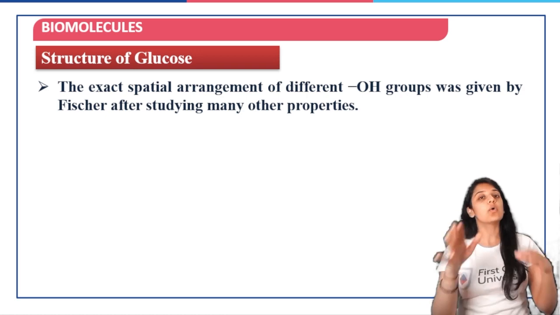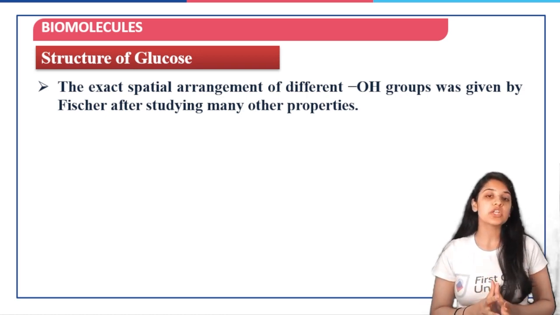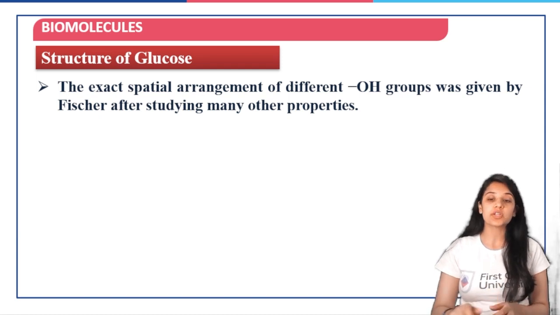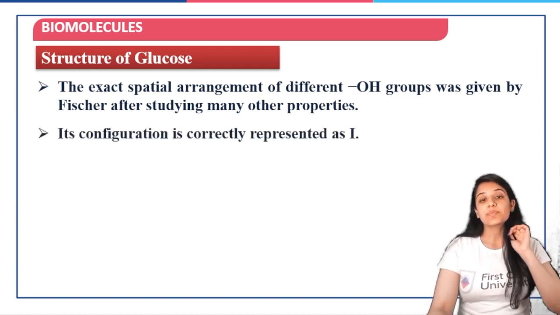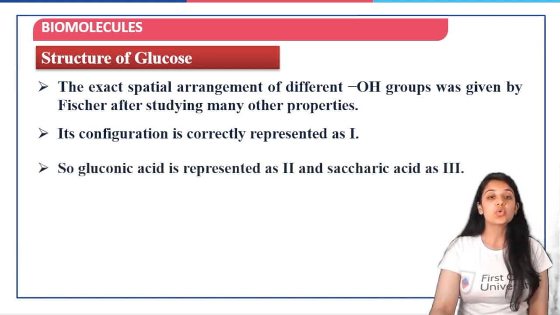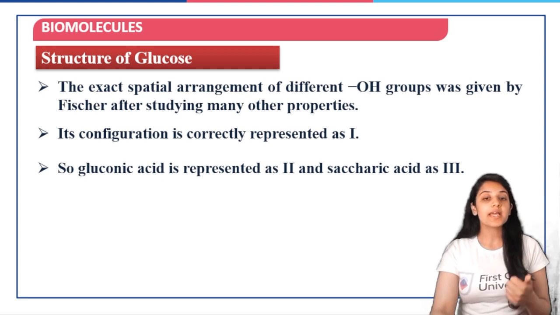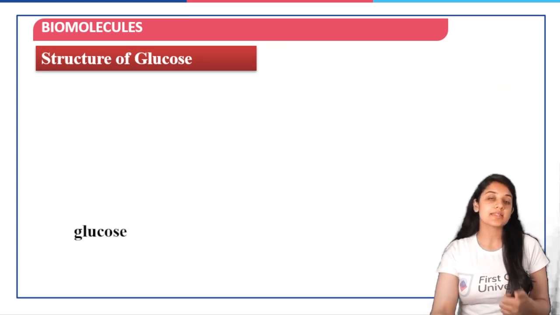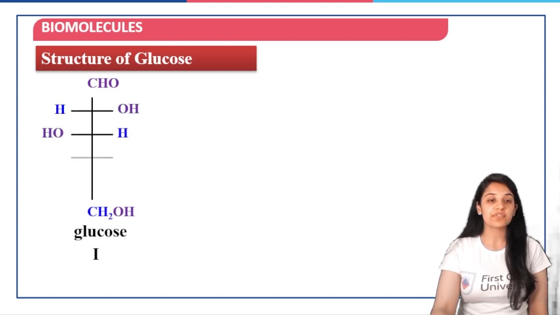Now we know what all is present, but the exact spatial arrangement of these OH groups was given by Fischer after studying many other properties, and its configuration is represented as I. So gluconic acid, not I, it's Roman numeral 1. So gluconic acid is represented as 2 and saccharic acid as 3. So glucose is basically having this configuration.